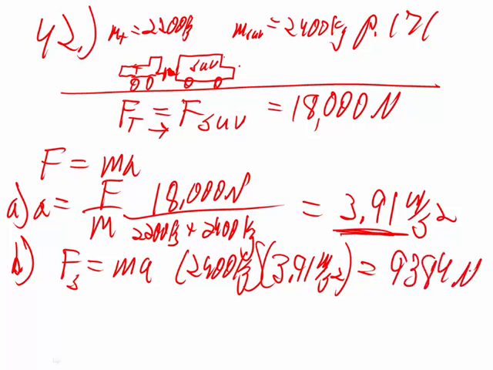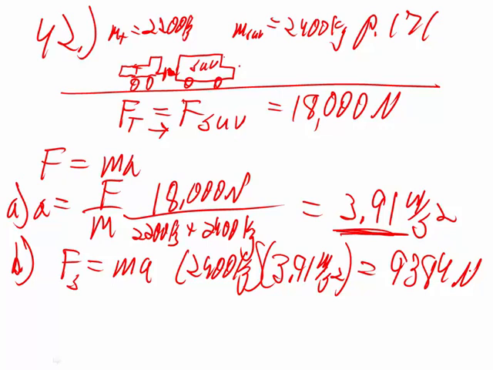All right, well, does that make physical sense? Well, sure it does, because the total force was 18,000 newtons. So if the force of the SUV on the truck is 9,384, you could go ahead and round it to 9,400 if you wanted to.